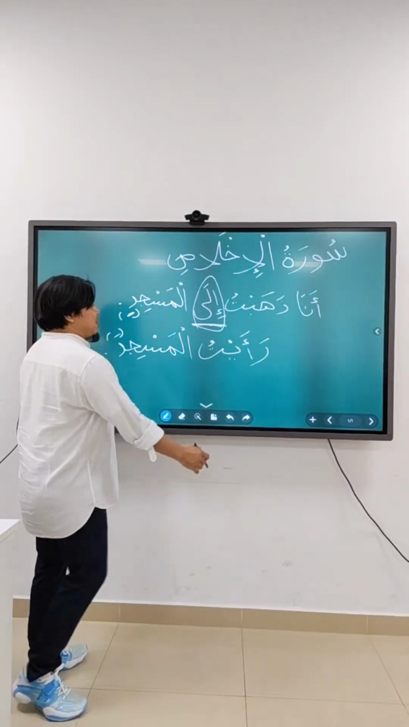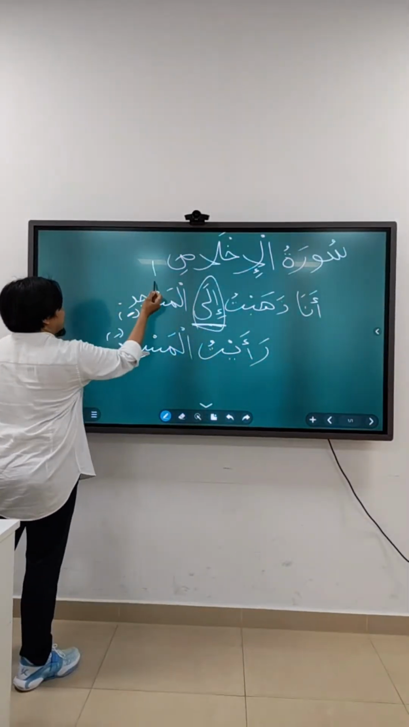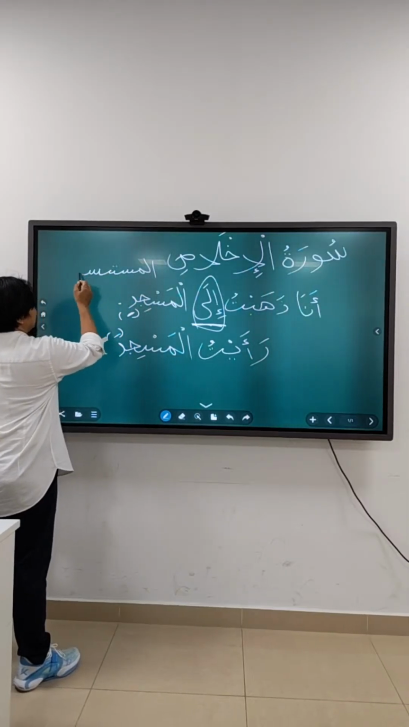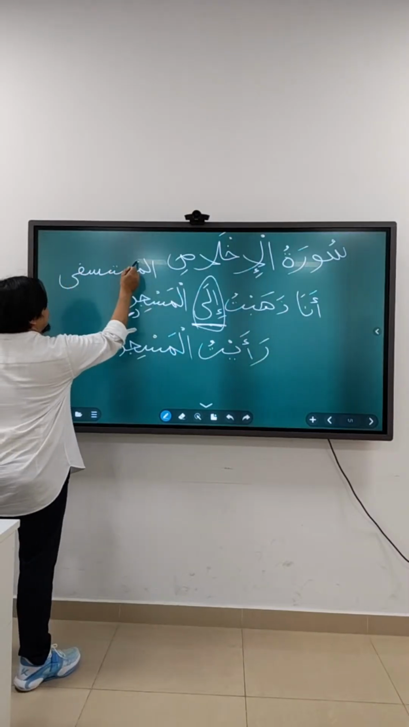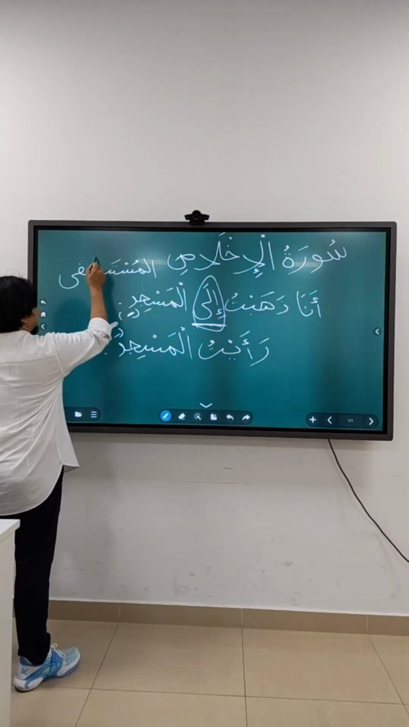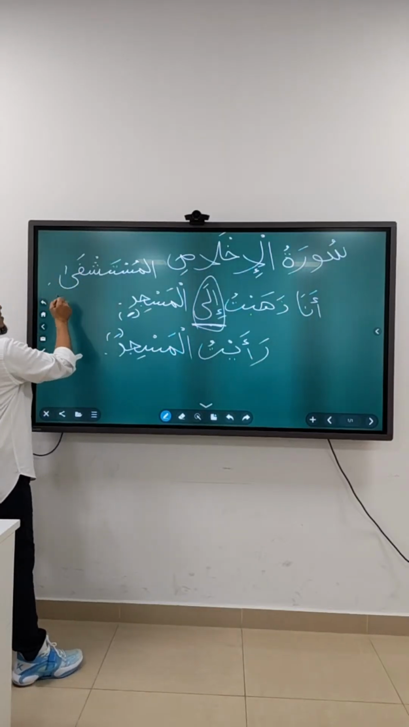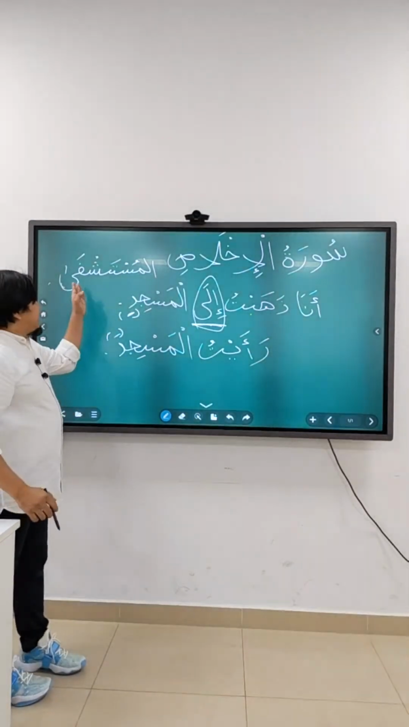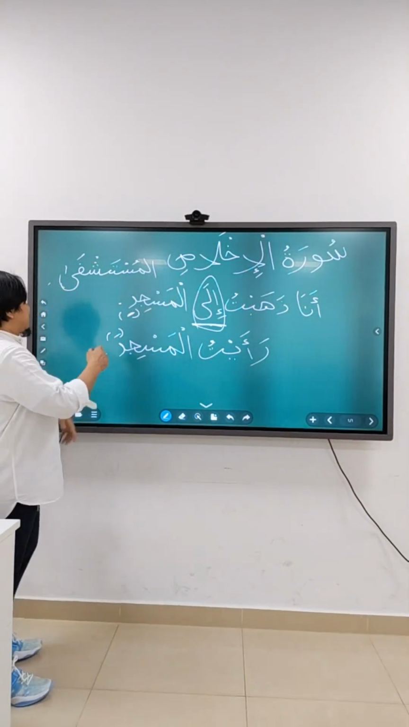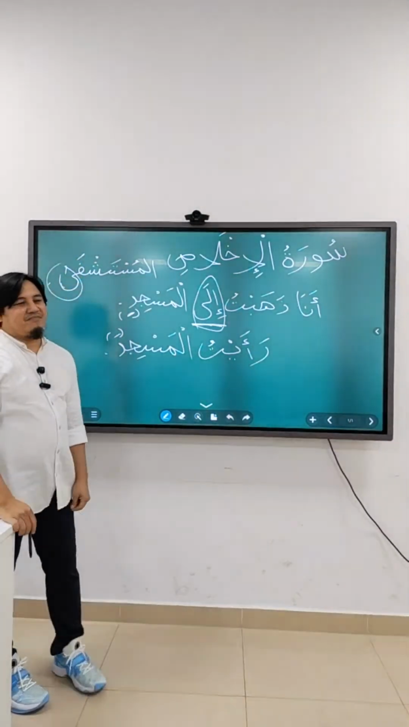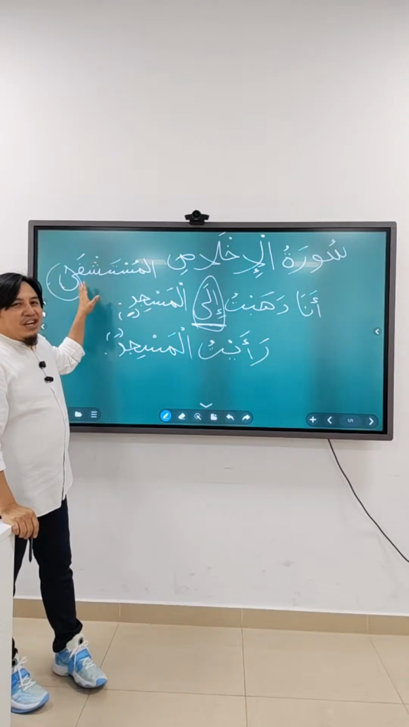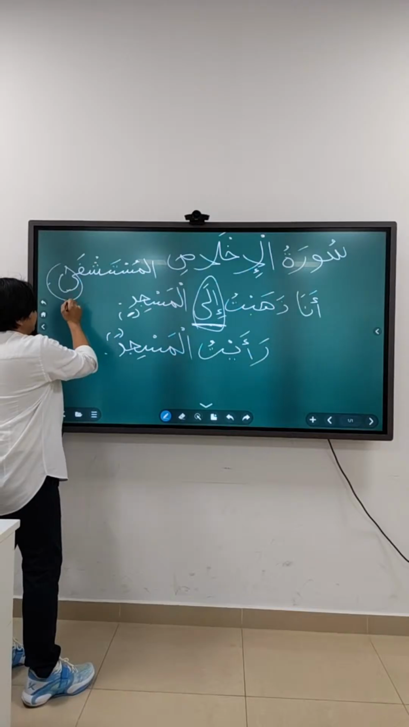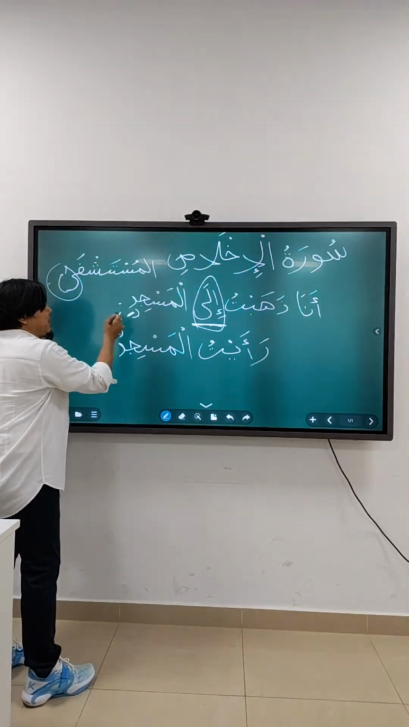Except, for example, أنا ذهبت إلى المستشفى. Mustashfa. See that? There is no kasra here. The kasra is hidden because of this alif maksura. But still, if the spelling of the word does not have an alif maksura at the end, of course every last letter will always be kasra.